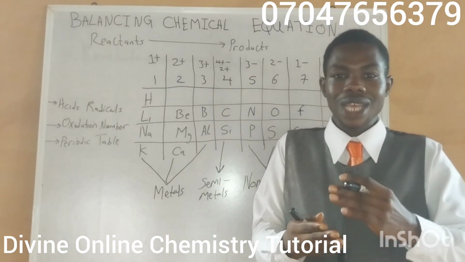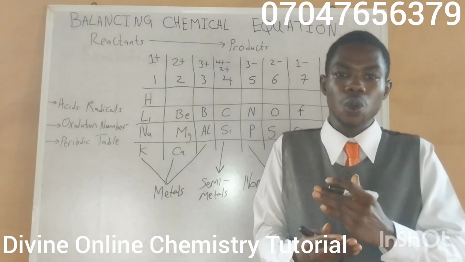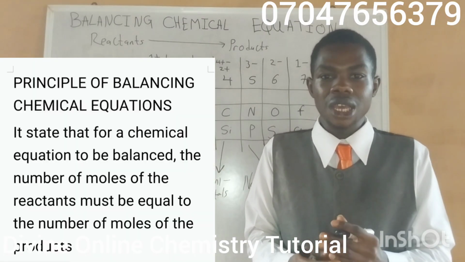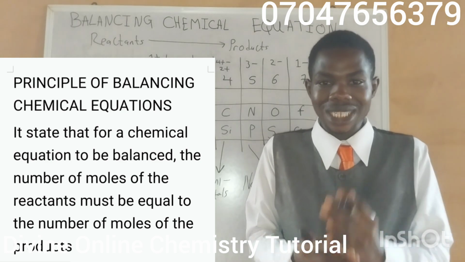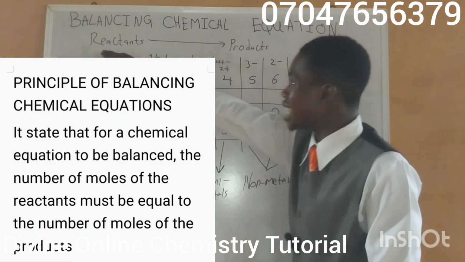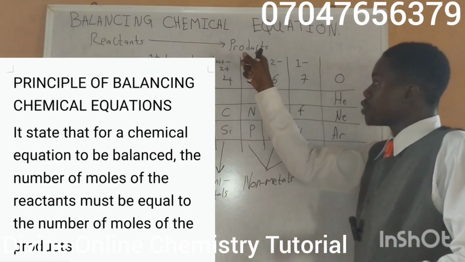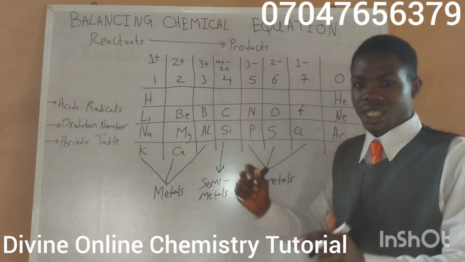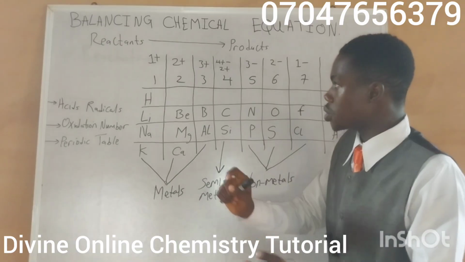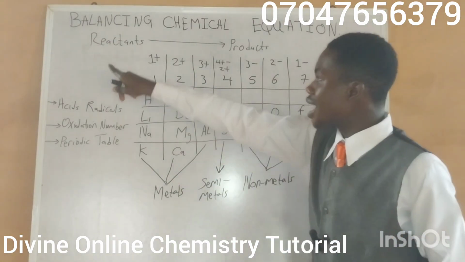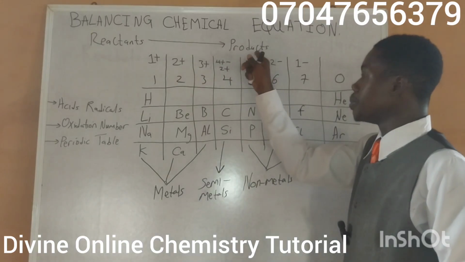There's a principle that governs balancing of chemical equations. Now, the principle of balancing of chemical equations states that for a chemical equation to be balanced, the number of moles of the reactants must be equal to the number of moles of the products. Because when balancing a chemical equation, the reactants collide together, as proposed by the collision theory. The reactants collide together to form the product.